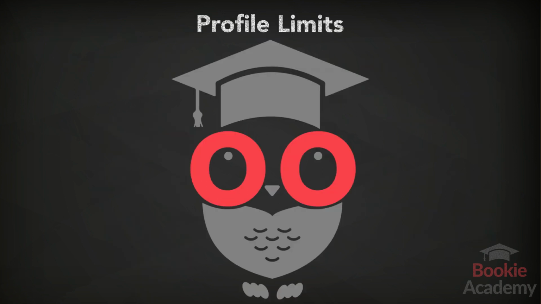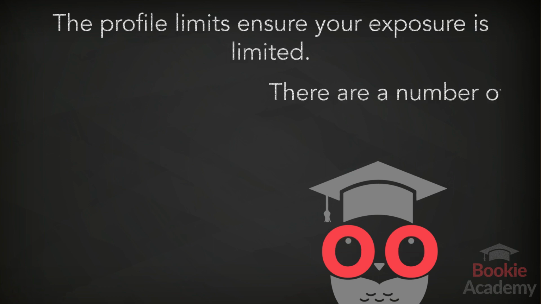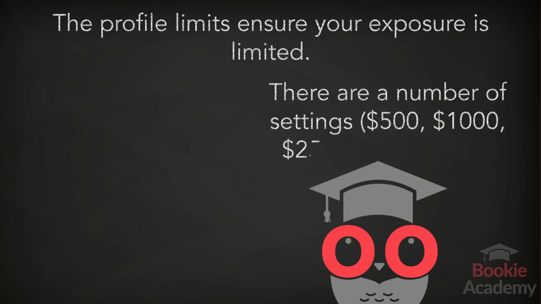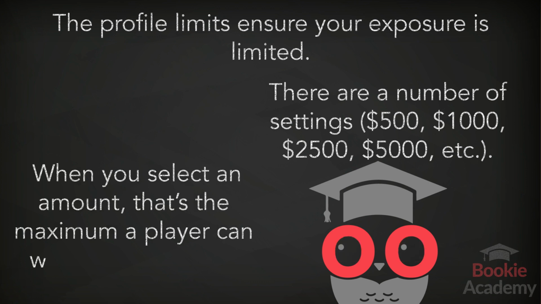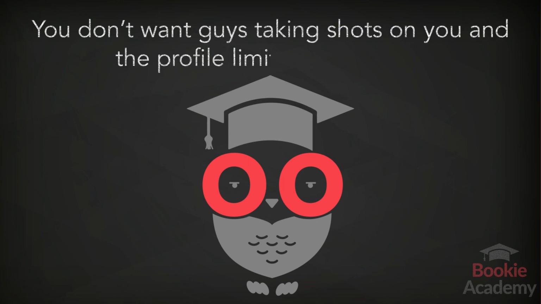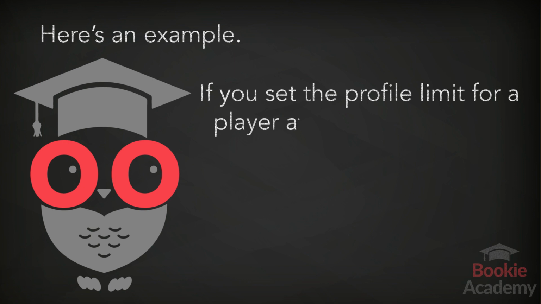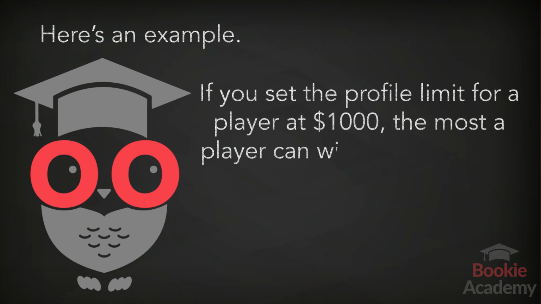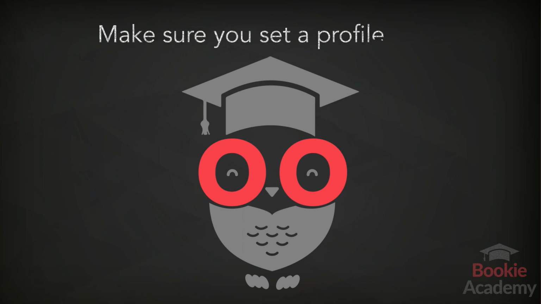Profile limits. The profile limits ensure your exposure is limited. There are a number of settings, 500, 1,000, 2,500, 5,000, etc., where you select an amount that's the maximum a player can win on a single bet. You don't want guys taking shots on you, and the profile limits prevent this. Here's an example. If you set up a profile limit for a player at $1,000, the most a player can win on a single bet is $1,000, even if the payout odds are higher. Make sure you set the profile limit.